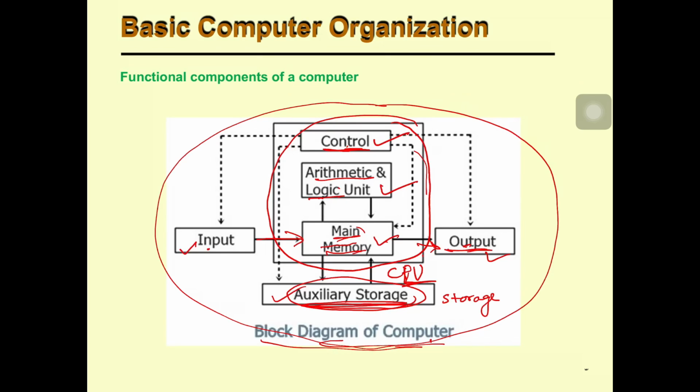CPU is the collection of control unit and ALU. Storage unit is the collection of main primary memory and secondary memory. Output unit is also the collection of several output devices.